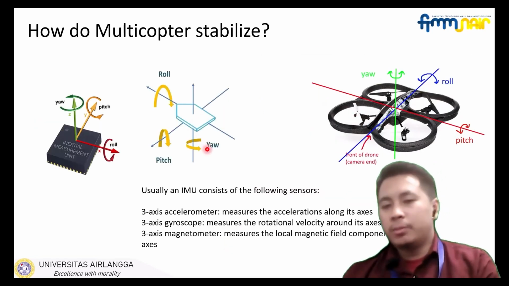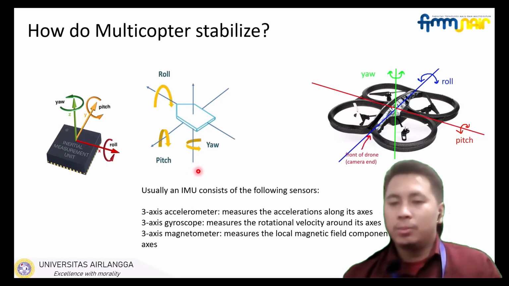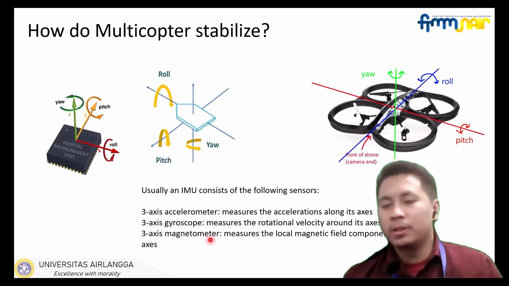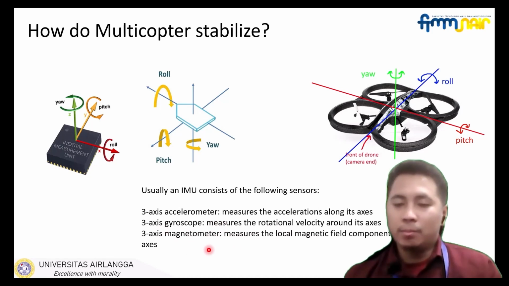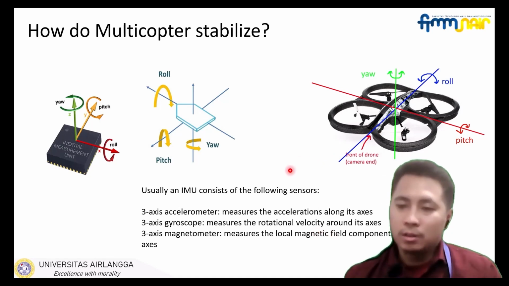And how does a multicopter stabilize? Usually it has a sensor, an IMU, inertial measurement unit, in the multicopter. Usually an IMU consists of the following sensors: a three-axis accelerometer, a three-axis gyroscope, and a three-axis magnetometer. The accelerometer measures acceleration along its axes, the gyroscope measures the rotational velocity around its axes, and the magnetometer measures the local magnetic field, so it can distinguish which way the drone is heading.